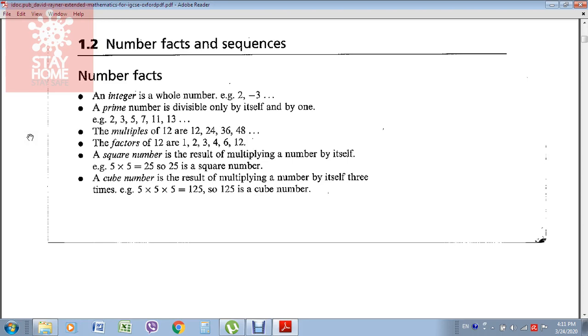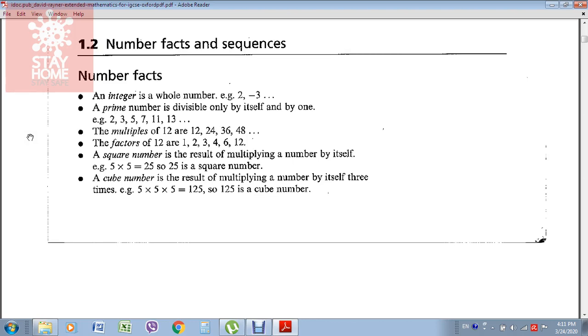The factors of 12, these are the factors. Factors mean parts. For example, 12: 1, 2, 3, 4, 6 and 12. These are the factors. It means 1 multiplied by 12 equals 12, 2 multiplied by 6 equals 12, 3 multiplied by 4 equals 12. Like this, these are the factors.